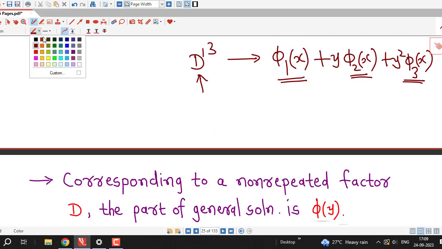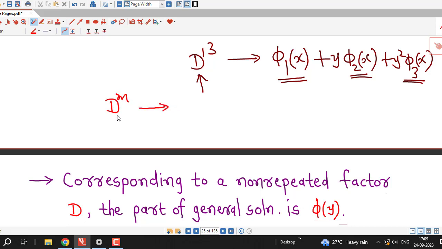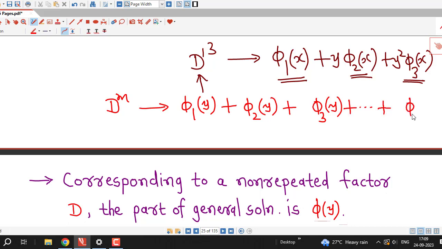So in general, suppose I have D to the power m. D stands for derivative with respect to x. Therefore, the arbitrary function will be a function of y. So we will write m arbitrary functions of y: phi 1 y, phi 2 y, phi 3 y, and so on up to phi m y. And because the power is m, we will multiply by powers of x up to x raised to m minus 1.